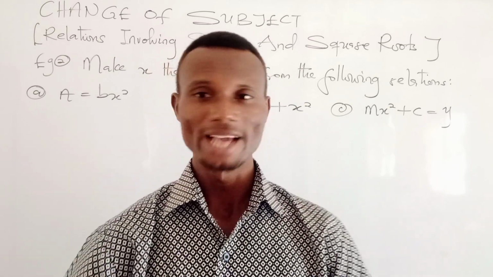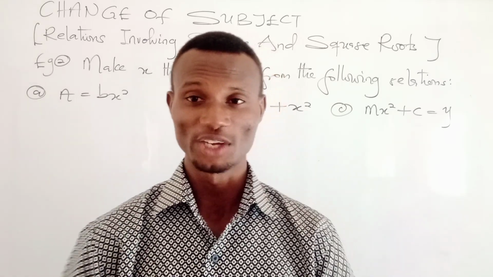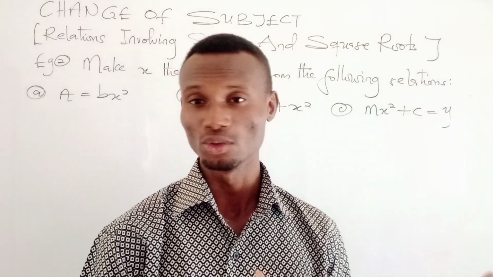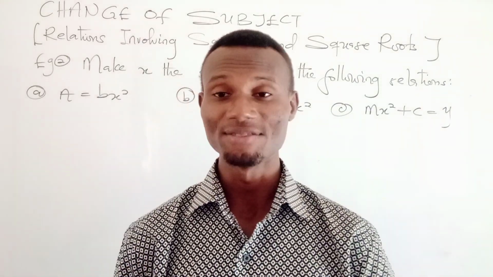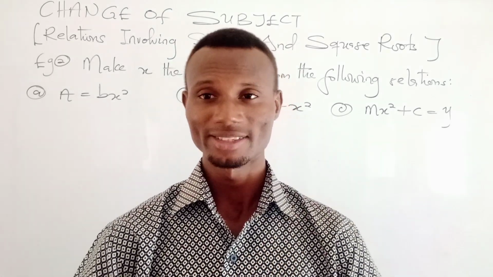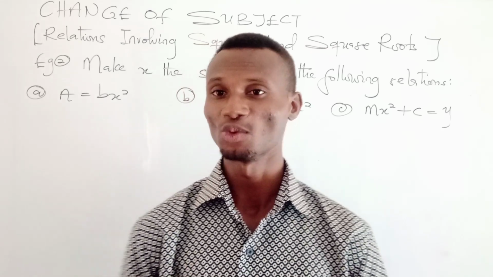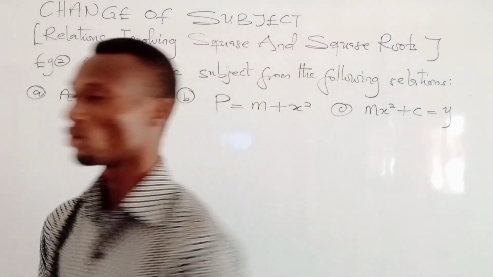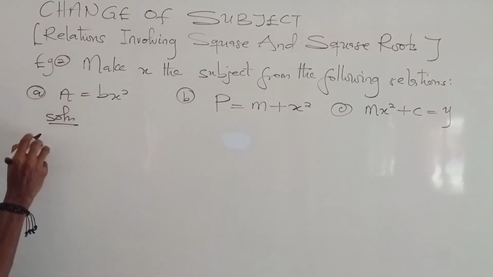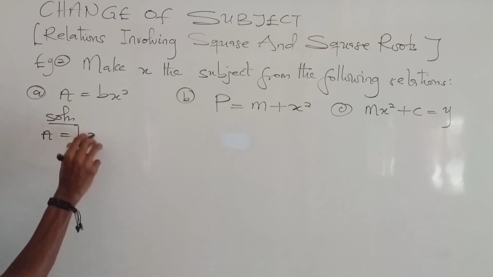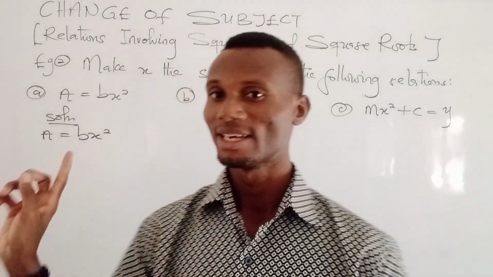Making S the subject simply means that we make S stand alone in a given equation. Everything that is attached to the variable S, we are going to move away so that S can stand alone in the given equation, and that is making S the subject, which I've explained a lot in the previous videos. So let's go ahead and start with A. Let me write down my solution and repeat the question. I have A equals BS squared. I'm being asked to make S the subject from this given equation.